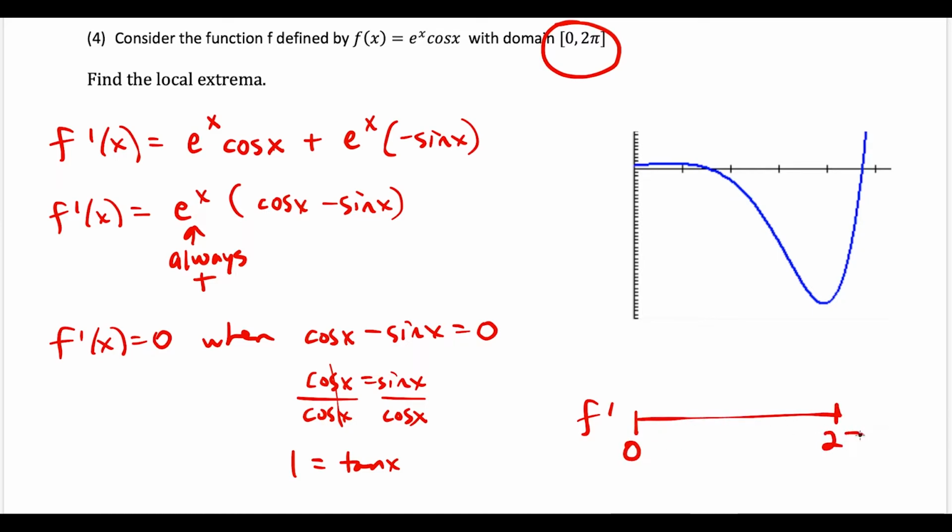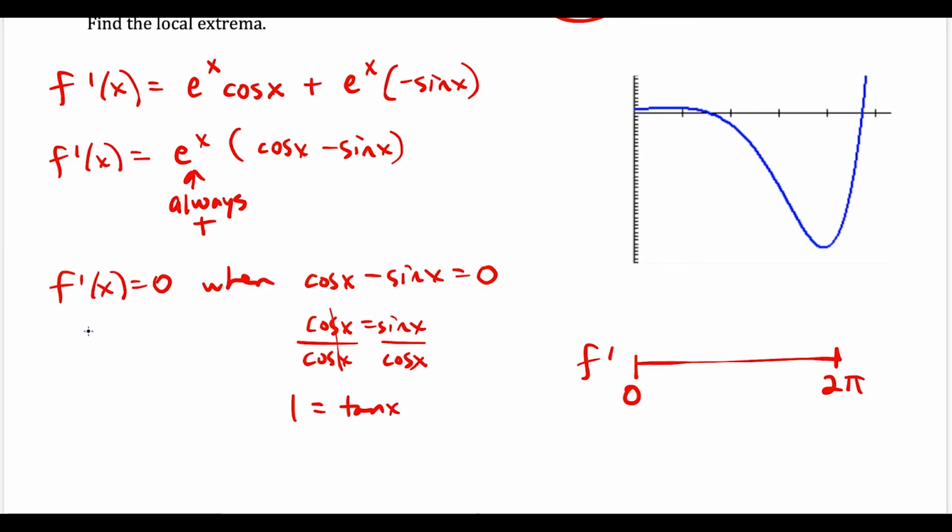We're going to start it at 0 and we're going to stop it at 2 pi. So now what we have to think of here to find our critical points is when is tangent equal to 1. Well, we write out the ASTC. Remember, all the trig functions are positive in quadrant 1, just sine and its reciprocal in quadrant 2, tangent and its reciprocal are positive in quadrant 3, and cosine and its reciprocal are positive in quadrant 4.